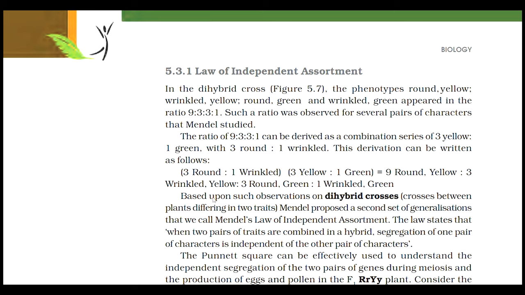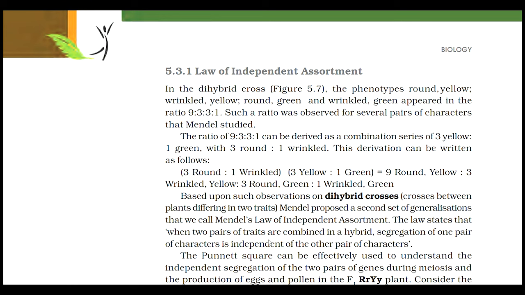Based upon such observations on dihybrid crosses, which are crosses between plants differing in two traits, Mendel proposed a second set of generalizations that we call Mendel's law of independent assortment. The law states that when two pairs of traits are combined in a hybrid, segregation of one pair of characters is independent of the other pair of characters. The Punnett square can be effectively used to understand the independent segregation of the two pairs of genes during meiosis and the production of eggs and pollen in the F1 capital R small r capital Y small y plant.